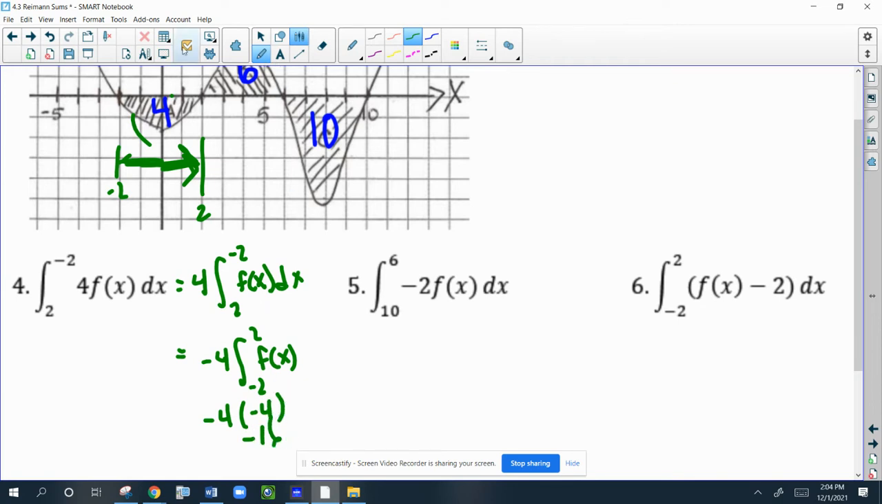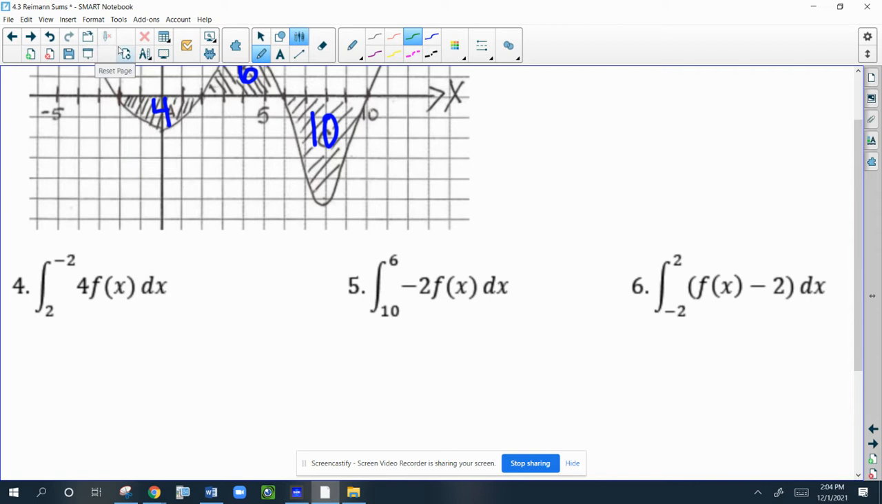So that was question number 4, done in 2 slightly different ways. Neither of them, I think, is easier than the other. It's just how you choose to look at it. Let's look at number 5.